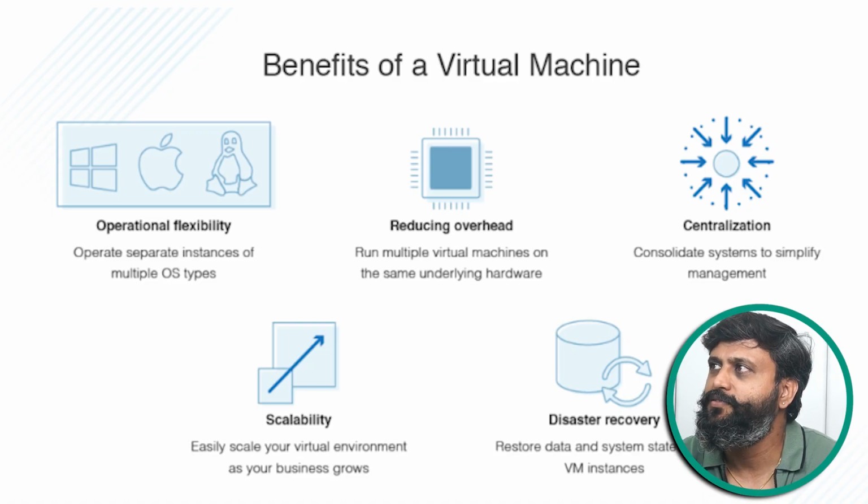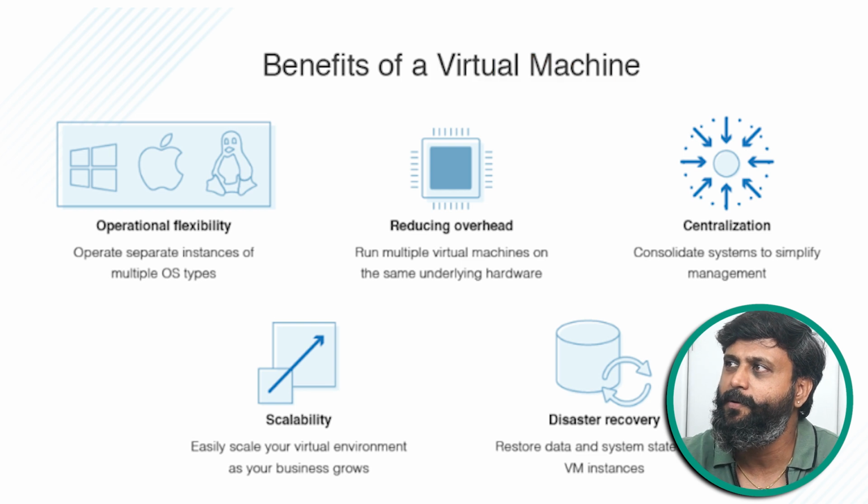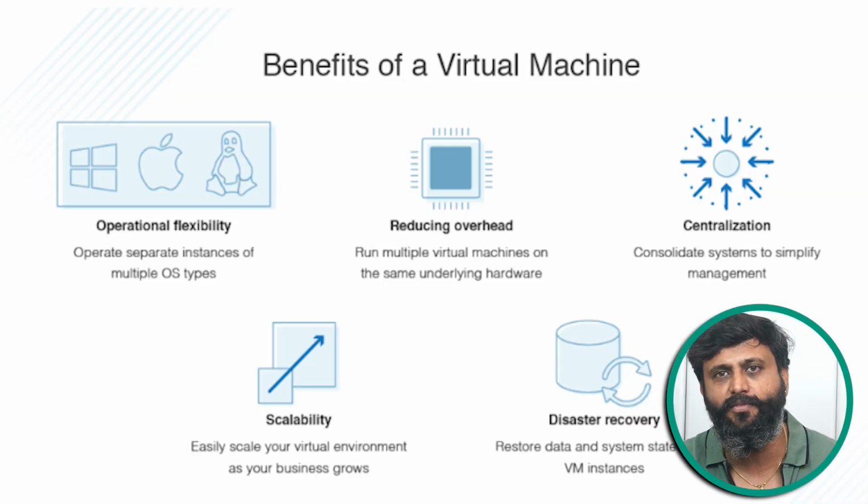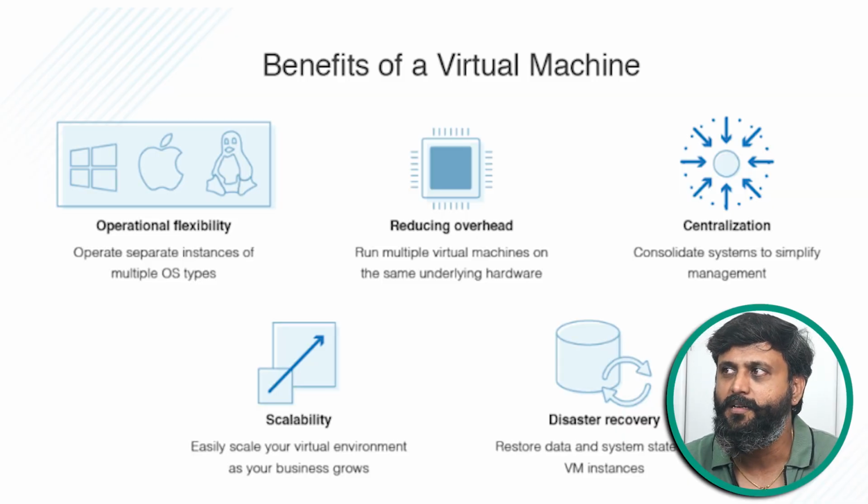The advantages of a virtual machine are basically operational flexibility, reduced overhead, centralization, disaster recovery, and scalability. So you can have many different types of OS installed in the same VM, and you can transfer data between different OS. Instead of having different PCs or systems to run different services, you can run it all on one single server with different VMs. So those are the advantages of having a VM.